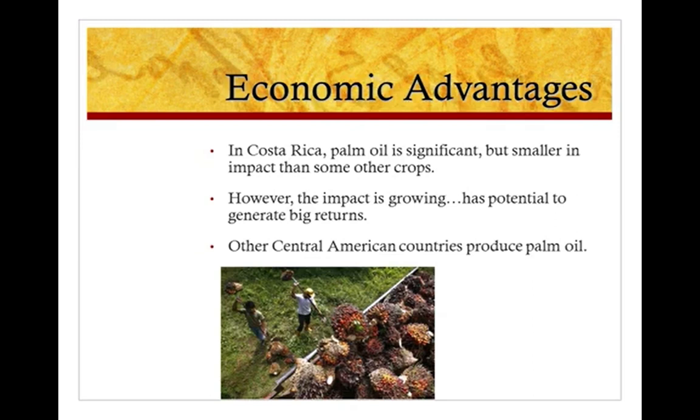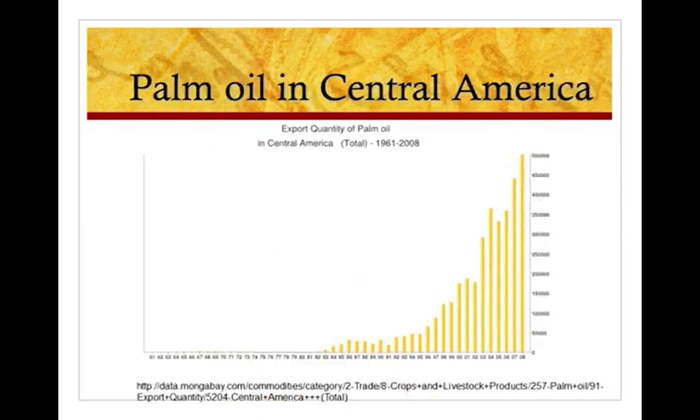So while a lot of the discussion related to palm oil is Indonesia and Malaysia, they're kind of the worst offenders when we think about the downside of palm oil, it's important for us to acknowledge that Central American countries are also involved in palm oil. So let's look at palm oil in Central America.